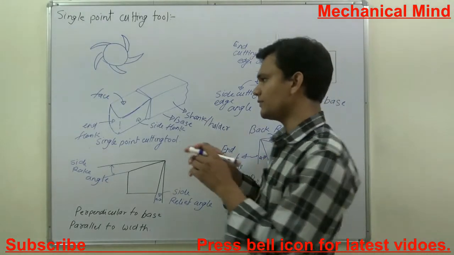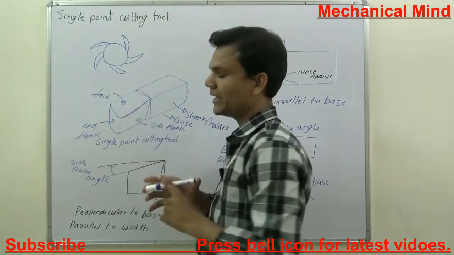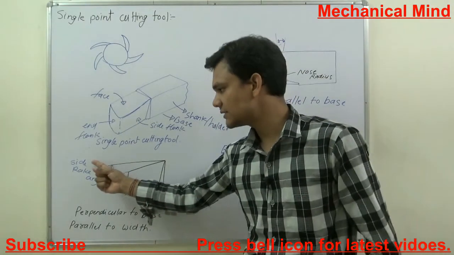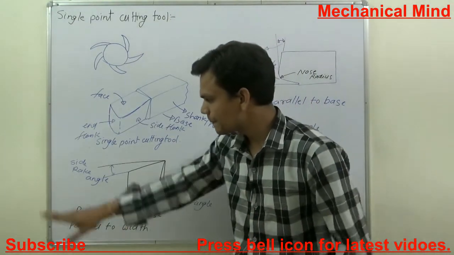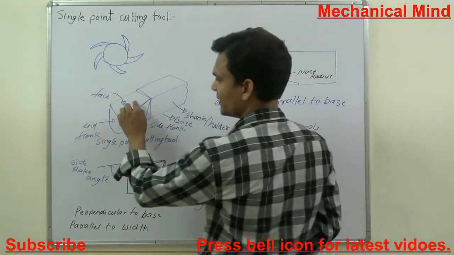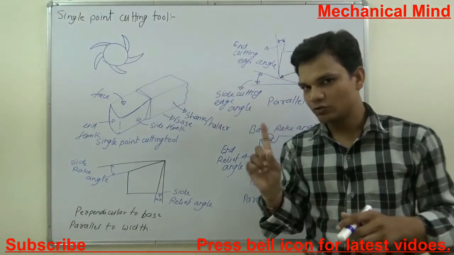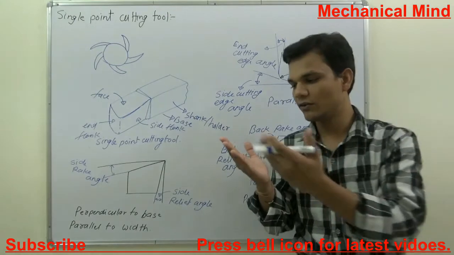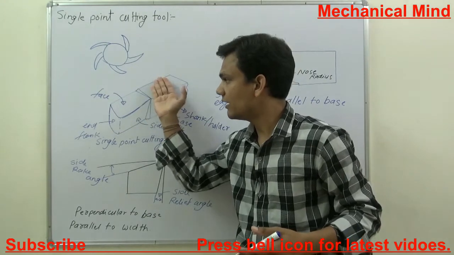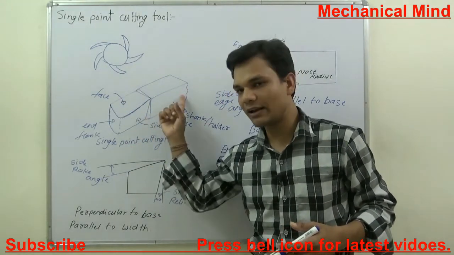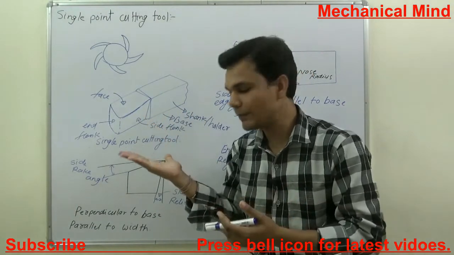As you saw, if we cut this by a plane parallel to the width and perpendicular to the base, then we obtain two angles, that is the side rake angle and the second one is the side relief angle. Side rake angle is the angle between the face of the tool and a line drawn parallel to the shank. I am saying parallel to the shank because if we insert this tool in a tilted way, then the shank will always remain parallel. So we say parallel to the shank, because if we fit this tool in a tilted way, then it will not be parallel to horizontal.